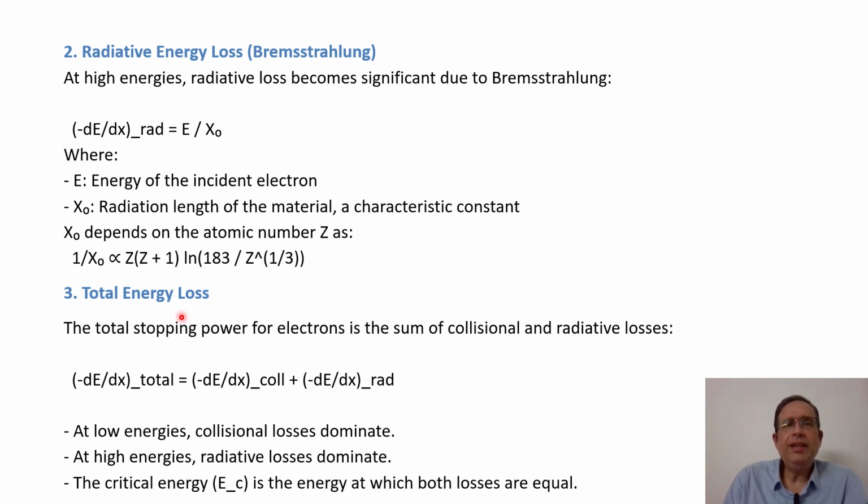Similarly, as you see, the total energy loss would be the sum of the collisional energy loss plus the radiative energy loss. So the total rate of energy loss per unit length is the sum of the rate of energy loss due to collision plus the rate of energy loss per unit length due to radiation. Now, what is important is at low energies, collisional loss dominates, whereas at high energies, radiative loss dominates.